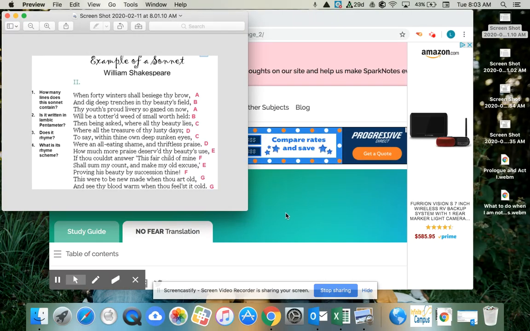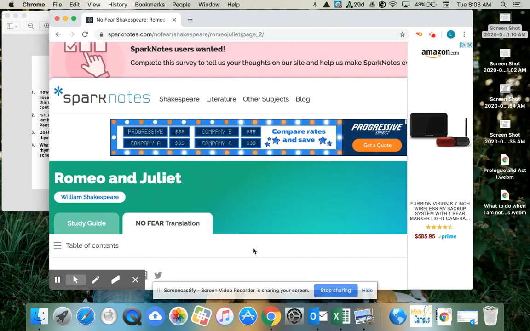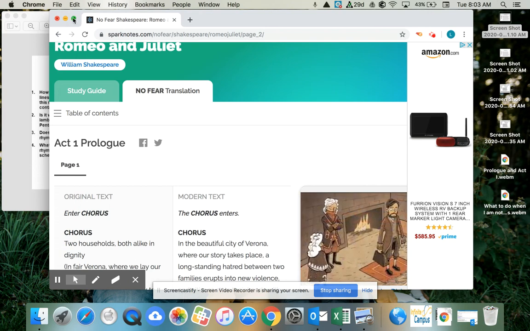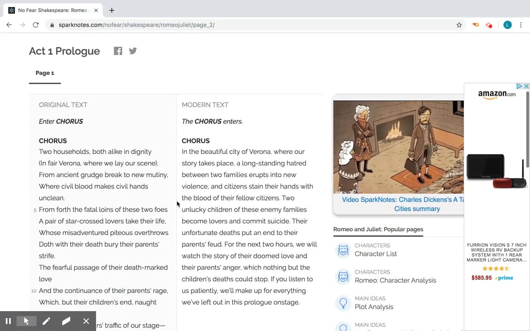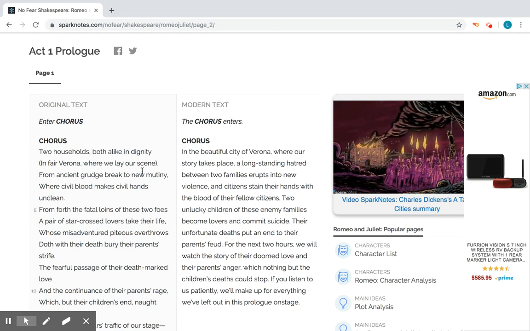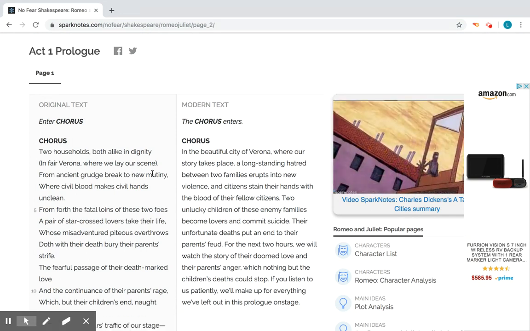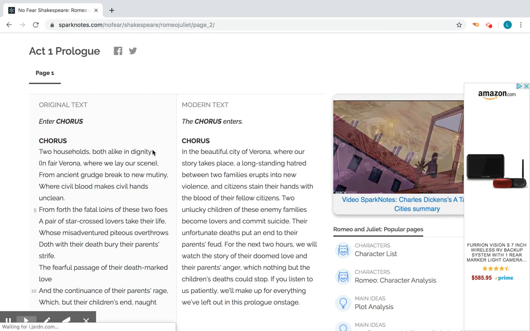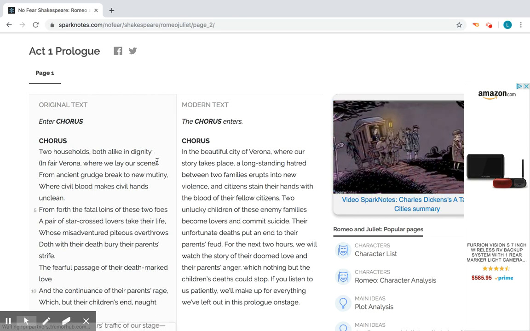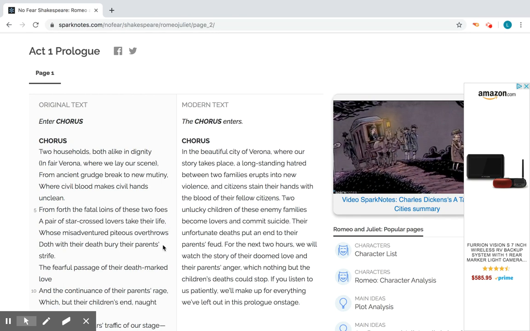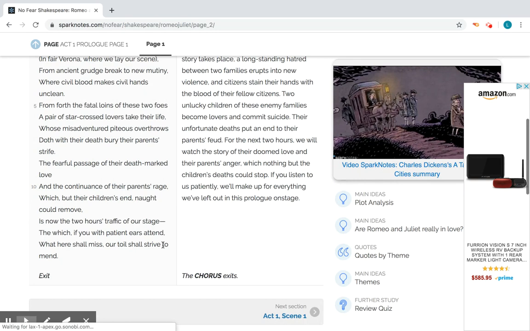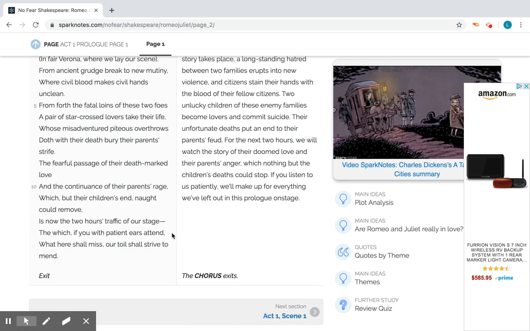So if we look at ours from the prologue, we can see: two households, both alike in dignity, in fair Verona, where we lay our scene, from ancient grudge break to new mutiny, where civil blood makes civil hands unclean. So A rhymes with A, B and B, and then C, C, D, D, and so on and so forth. And at the end, the last two lines rhyme together, and you have your couplet that goes there.